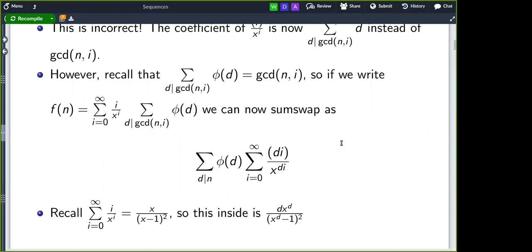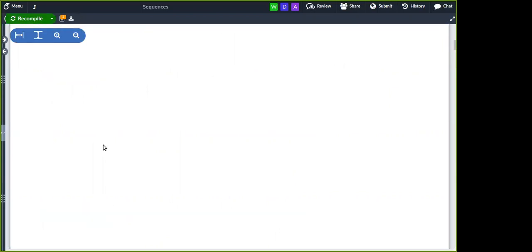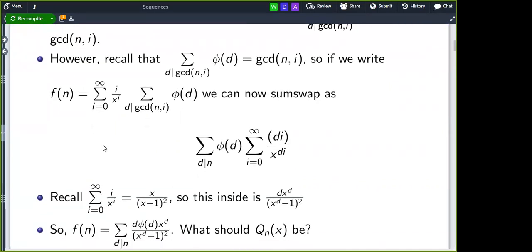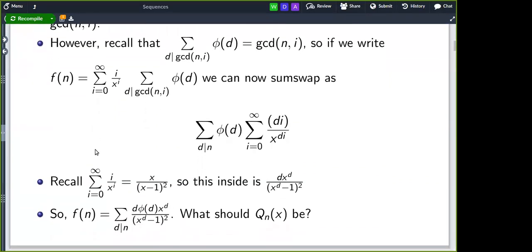So if we plug that into our expression for f, we're going to get f of n is going to be the sum of d divides n of d phi d x to the d over x to the d minus 1, all squared. So f of n is composed of this term repeated for every single factor of d. I mean, for every single factor of n.